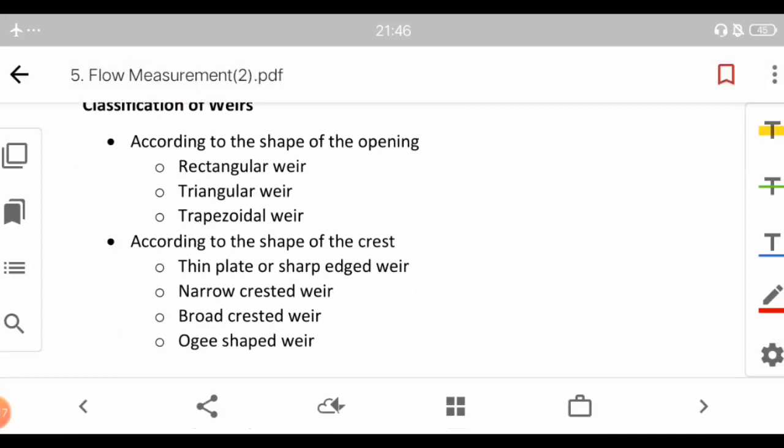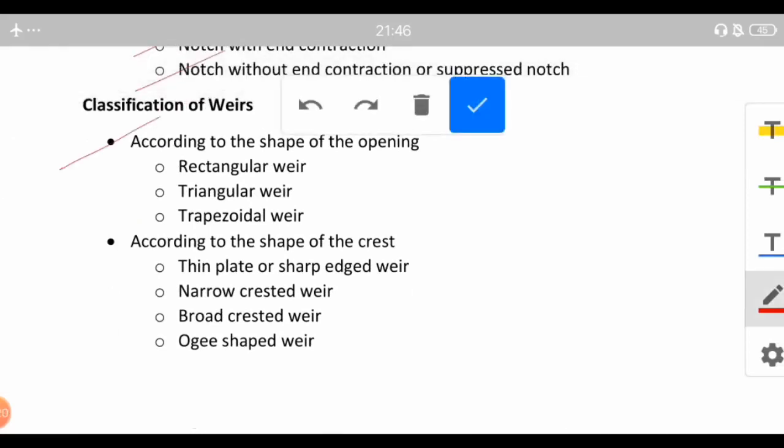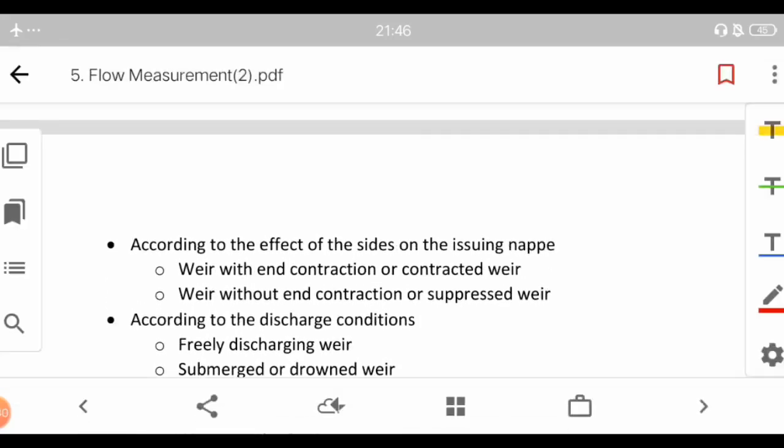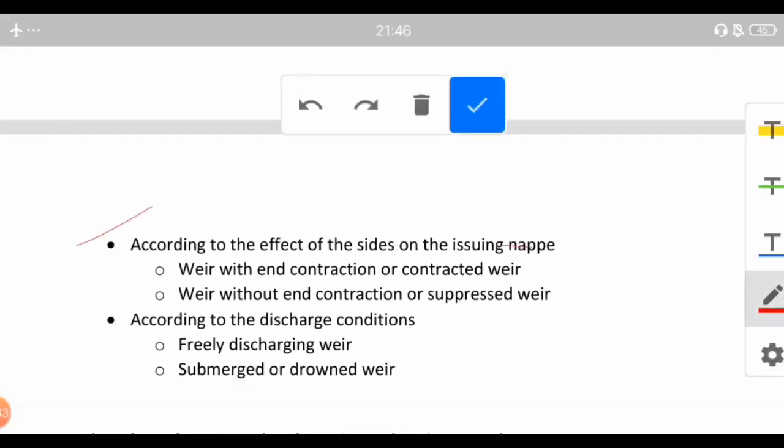Weirs can be classified on the basis of the shape of the opening, again that is rectangular, triangular and trapezoidal only, and according to the shape of the crest it can be classified as thin plate or sharp edged weir, narrow crested weir, broad crested weir and ogee shaped weir. According to the effects of the sides on the issuing nappe, it can be classified as weir with end contraction or contracted weir, and weir without end contraction or suppressed weir. Finally, according to the discharge condition, it is a freely discharging weir or submerged or drowned weir.